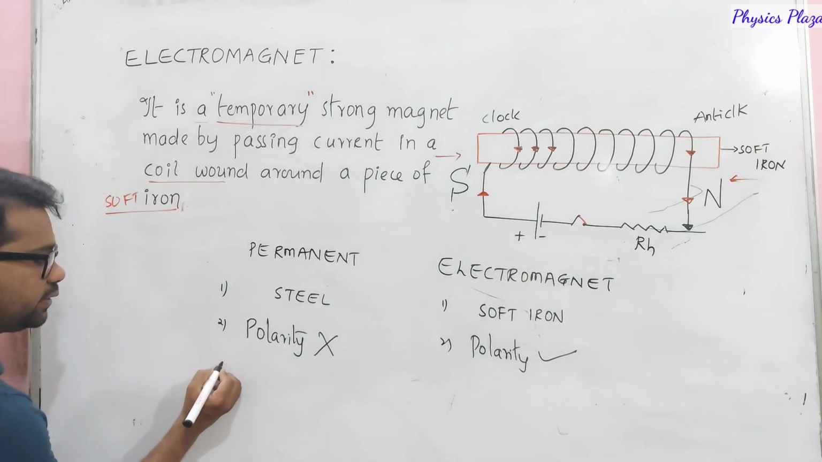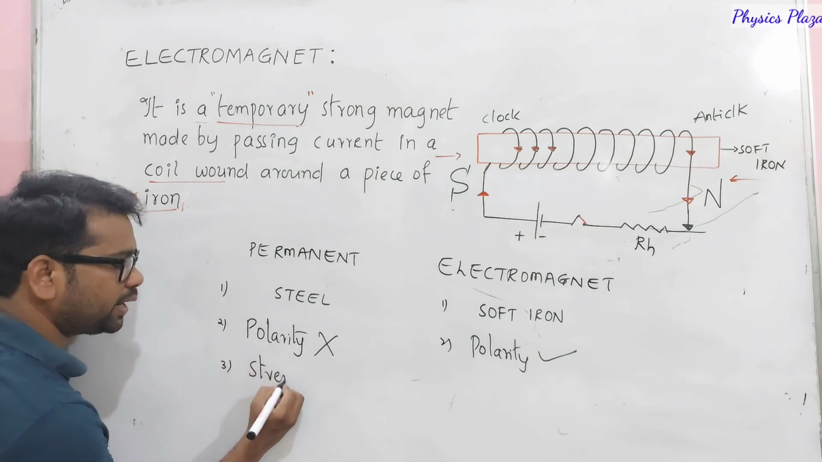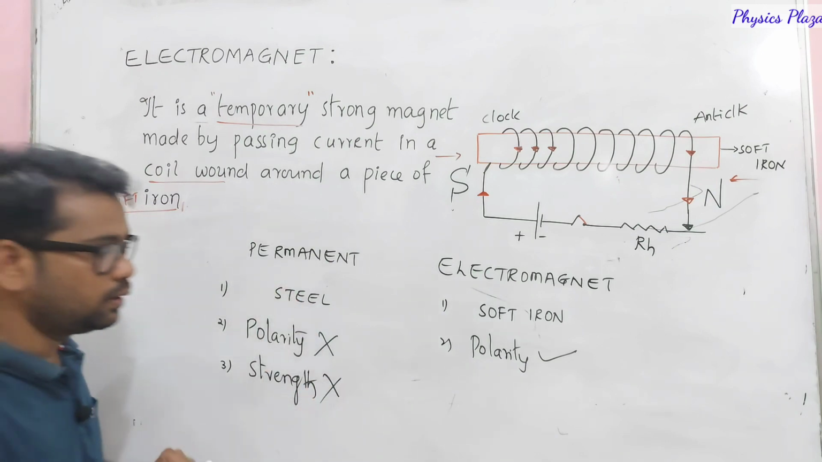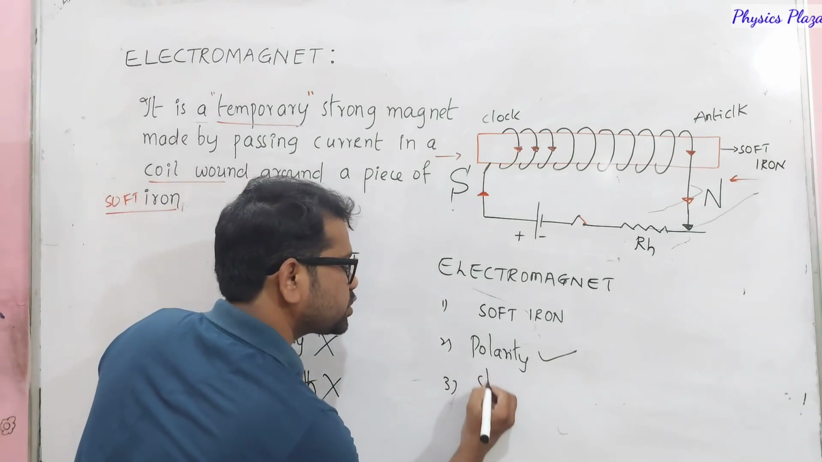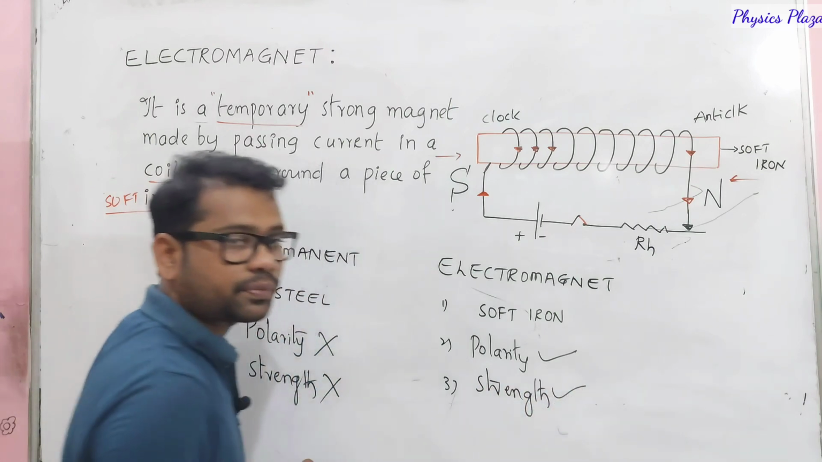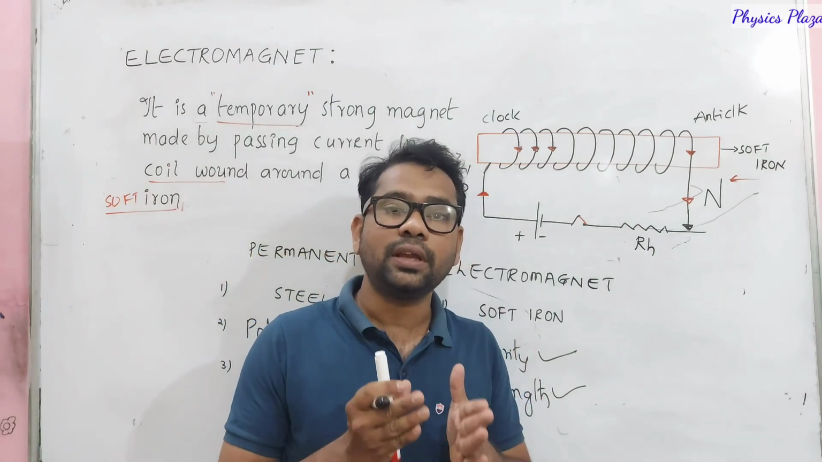Okay, fine. And the third one is, children, the strength of the magnetic field around the permanent magnet can't be increased. But whereas here the strength can be increased. Children, here we have two ways. There are two ways to increase the strength of the electromagnet.